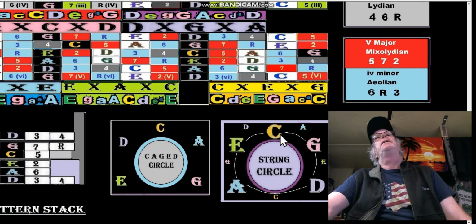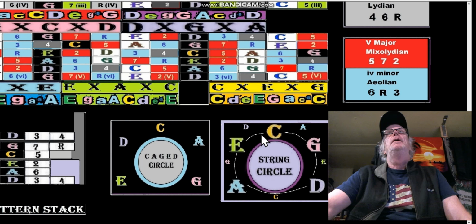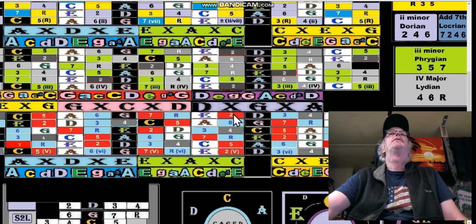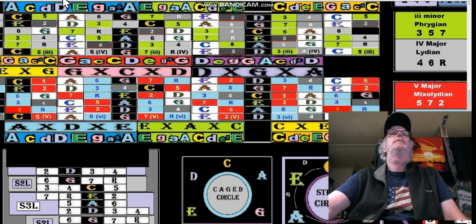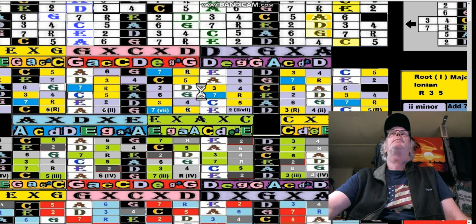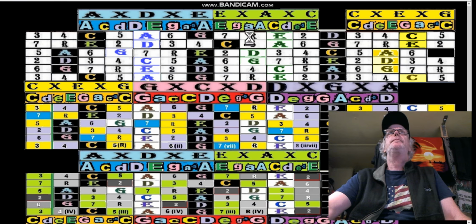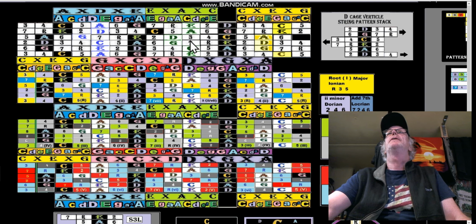Now this is a very important relationship to know. Forward in fifths, backwards in fourths, because it's going to help us. And I'll show you how it's going to help us. Okay, so let's put our string pattern back. It's going to help us up here. How's it going to help us up here? So I have something great to show you.